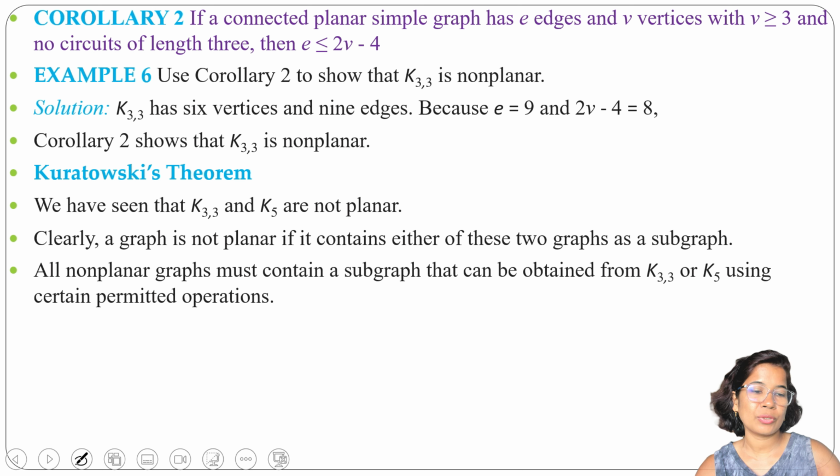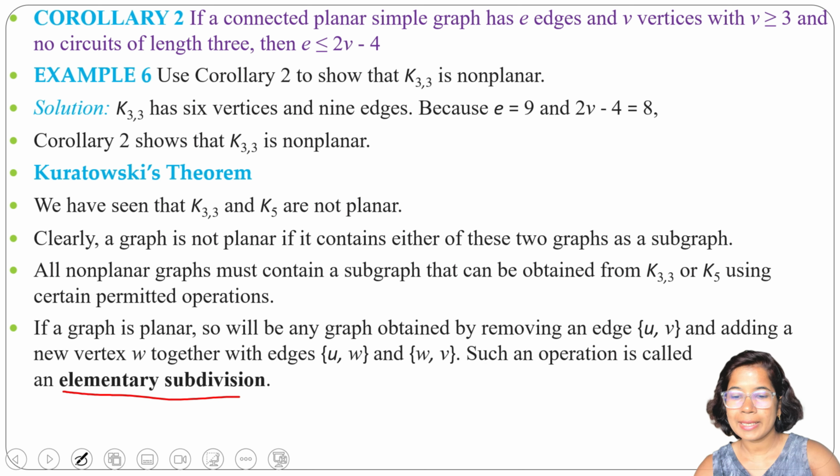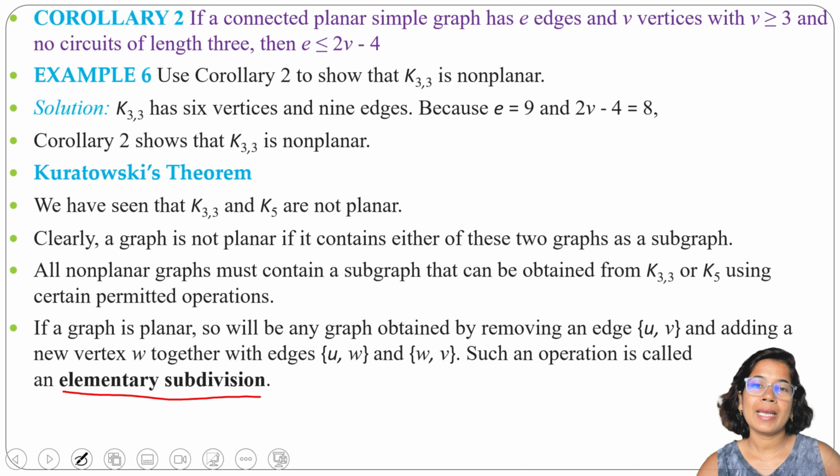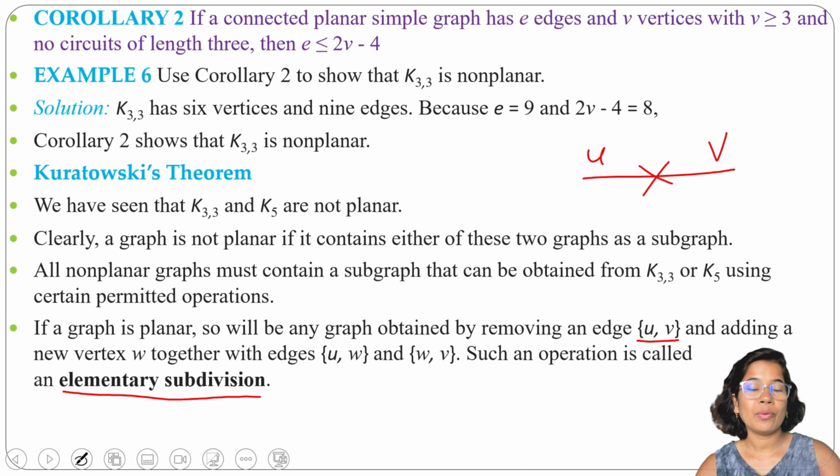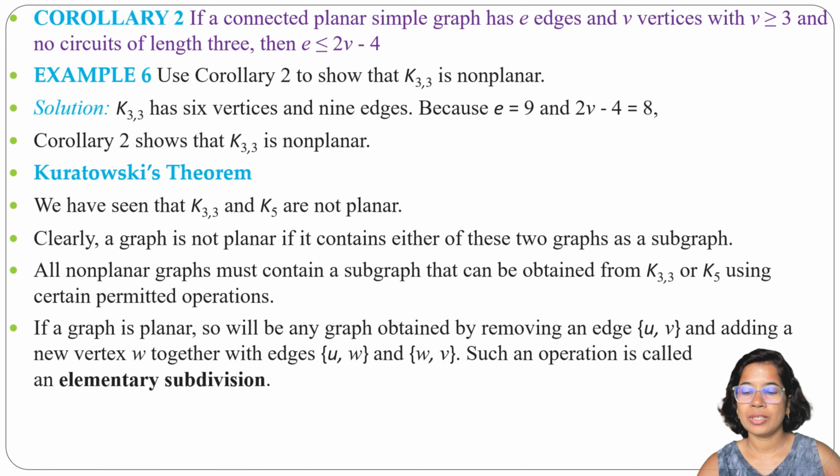We can obtain these two subgraphs by doing some formal operation. This operation is called elementary subdivision. What is elementary subdivision? If we have an edge UV, we can remove this edge UV, then add another vertex, let it be W, and add edges U to W and W to V. This operation is called elementary subdivision. If by elementary subdivision we get K3,3 or K5, then that graph is non-planar.